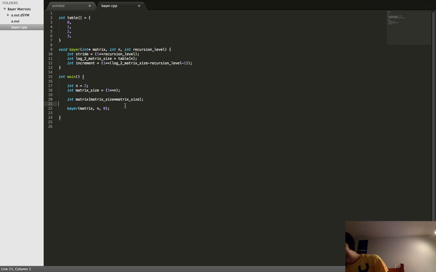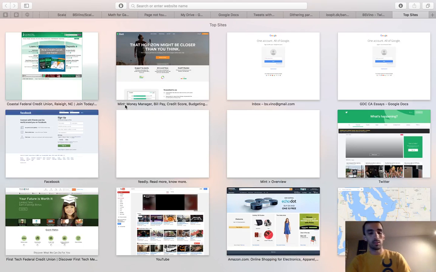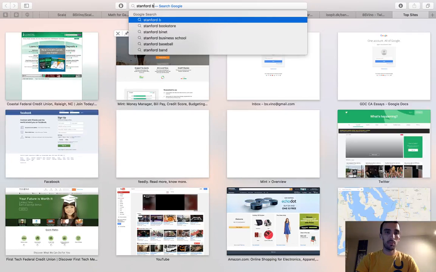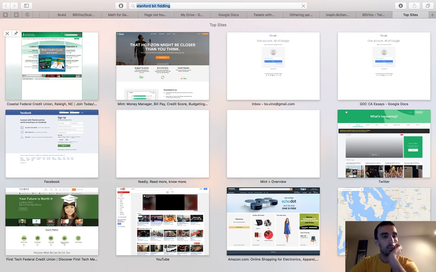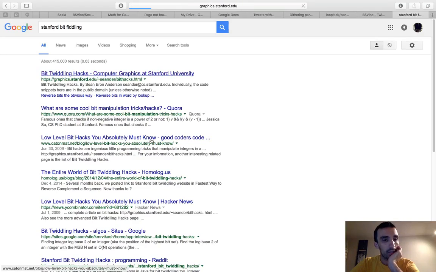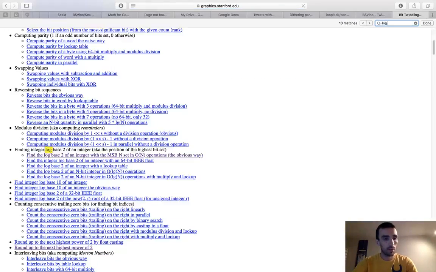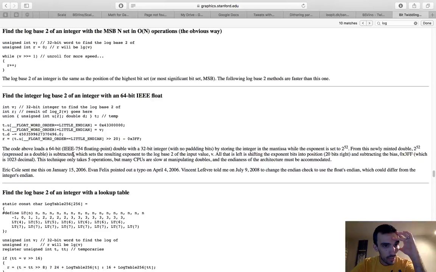I don't know what pop count is. Maybe there's a bit fiddling way of doing this. I'm gonna look at that Stanford bit... What was it called? Bit twiddling. Yeah. This page is great. Finding integer log. Oh, I see. I've tried to do this before.